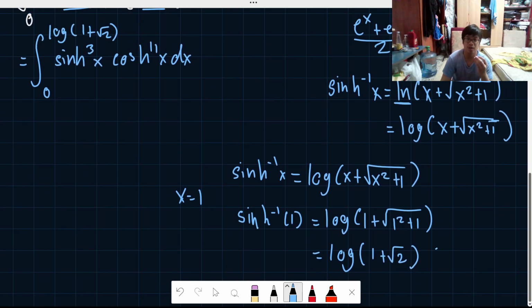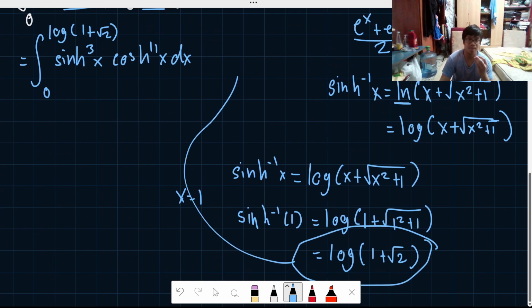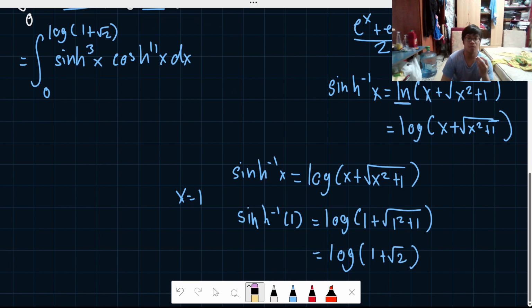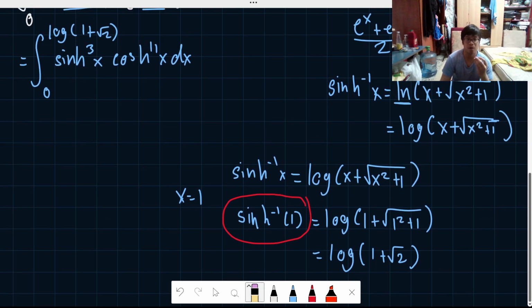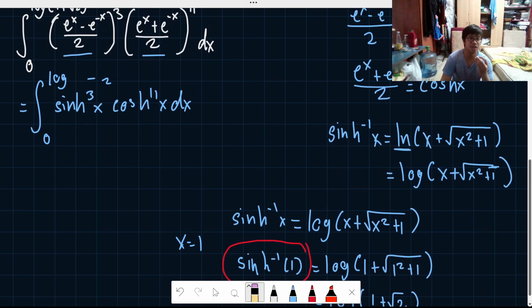See, now take a look. This is now the same as this one. If you notice, they're just the same. Now, let's go back again to the equation, log of 1 plus square root of 2. This is the same as inverse hyperbolic sine of 1. So therefore, we can change log of 1 plus square root of 2 into inverse hyperbolic sine of 1. And trust me, it's much better.